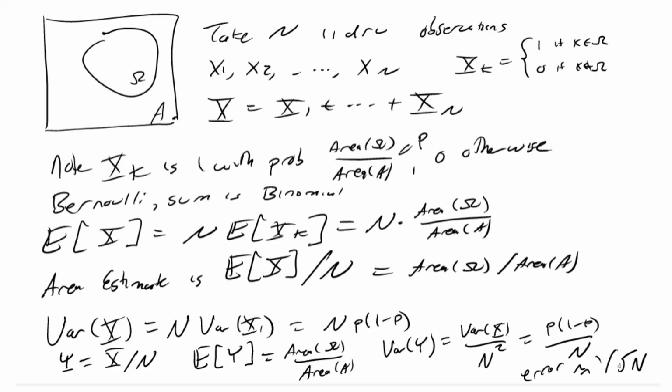The worst case is the 50-50, where you have a 50-50 chance of being right or wrong. You then don't know what to do. That's when the uncertainty is greatest. Same thing over here. The worst case for us is when the area of A is half that of omega.